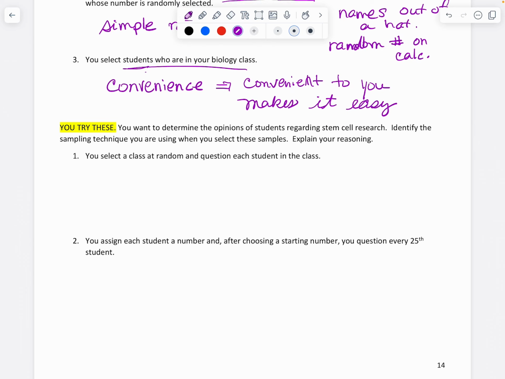Okay. And then last thing we're going to do is let you try a couple on your own. So again, decide how you would get that information, what sampling technique would you use, and then explain your reasoning.